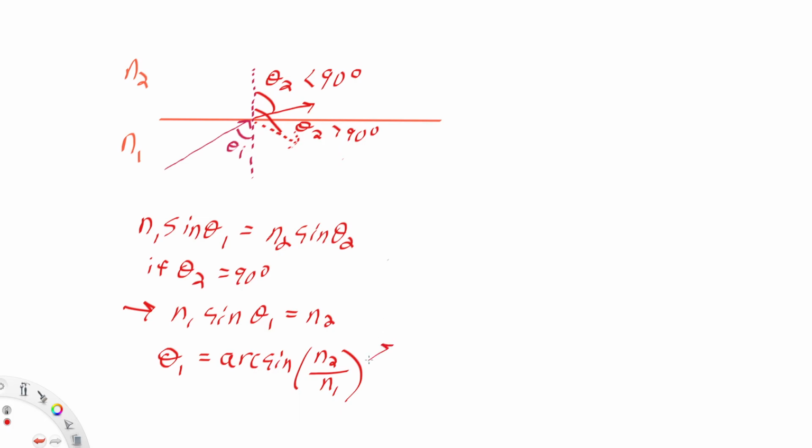So this is sometimes called Brewster's angle. If your incident light has an incident angle any bigger than Brewster's angle, then the light doesn't refract at all, and instead it only reflects back inside. And we call this phenomenon total internal reflection.